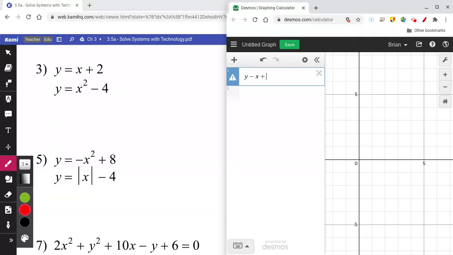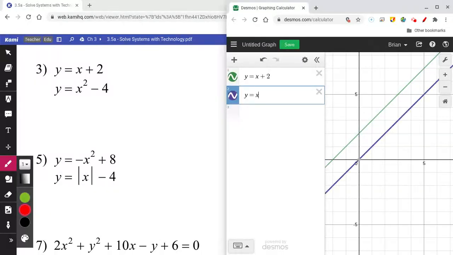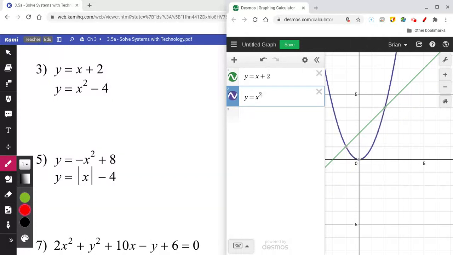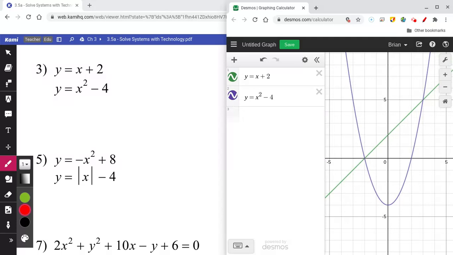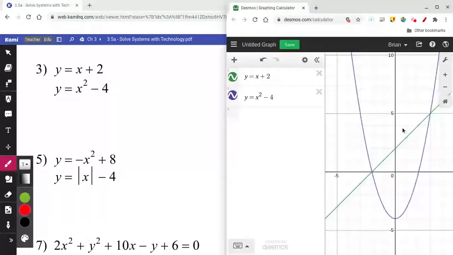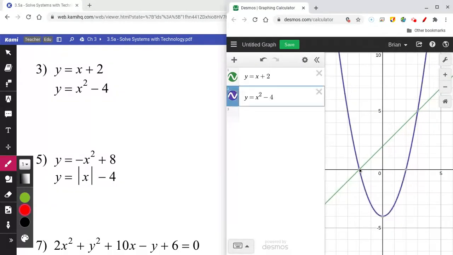Y equals x plus 2 and y equals x squared minus 4. So here we see there are going to be two solutions, two places where the lines cross, and it looks like it would be negative 2, 0 and 3, 5. Two different solutions, negative 2, 0 and 3, 5. So again, I've got a line and a parabola.